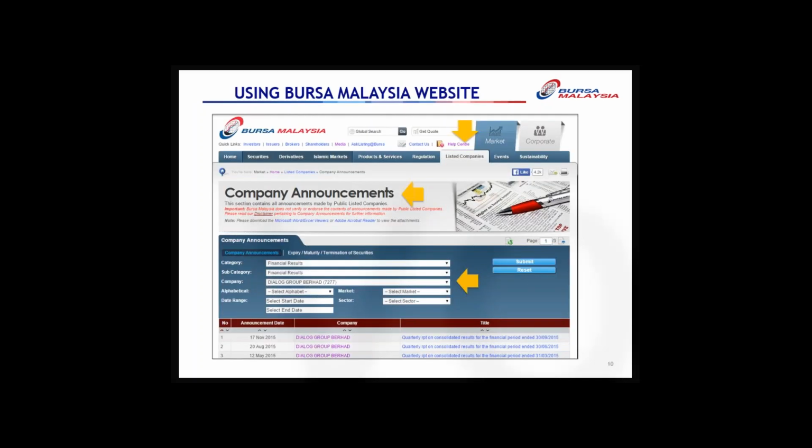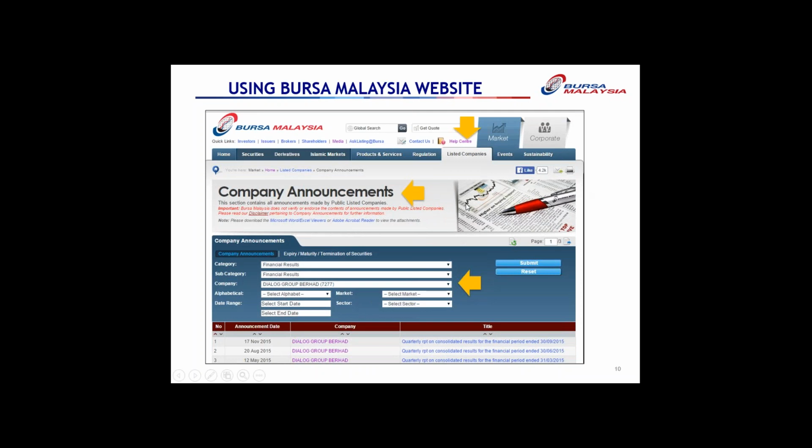So something about using the Bursa Malaysia website. Now if you want to read about company announcements, you go under the listed company icon here, then announcement, then you can actually click on whether it's financial result or other type of announcement. But here we will go for financial announcement, financial results. And here I've selected Dialog Group as an example.